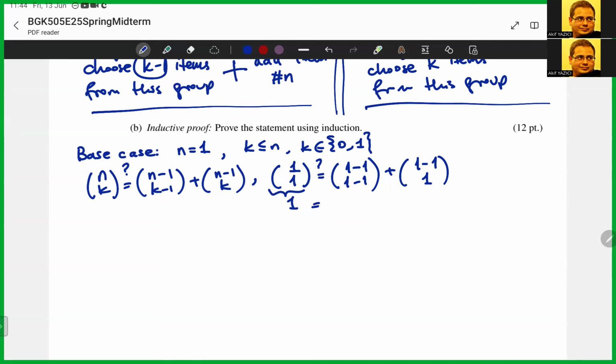And the right-hand side is 0 choose 0 and 0 choose 1. Now, in this case, this is 0 because you cannot choose a group of 1 out of nothing. So there are 0 ways to do that. And this one is 1 by convention, because 0 factorial is by definition equal to 1. Therefore, this is equal to 1, which means the base case is satisfied.